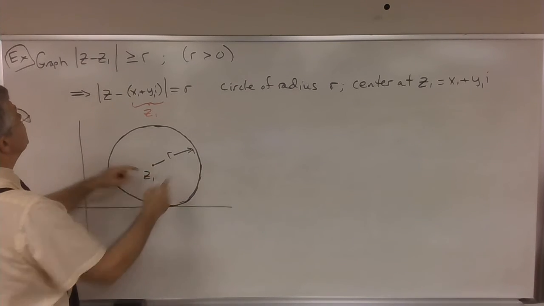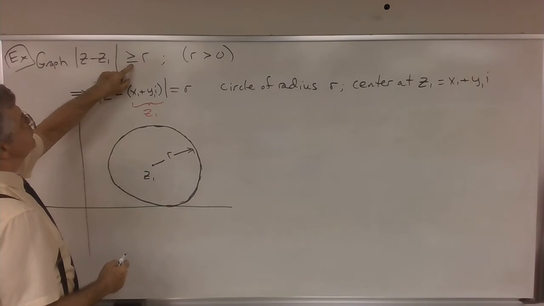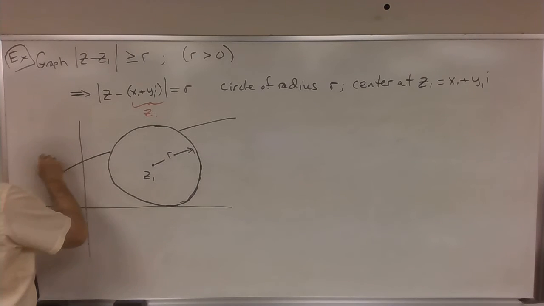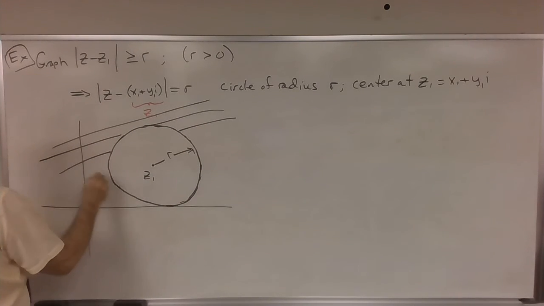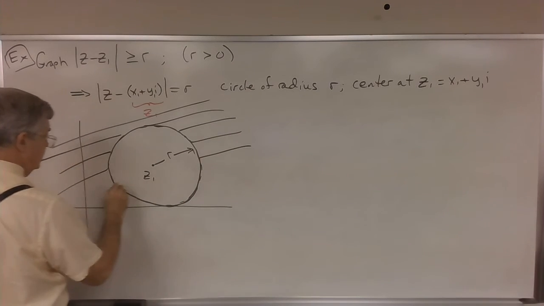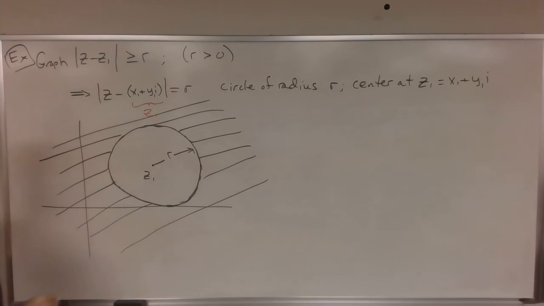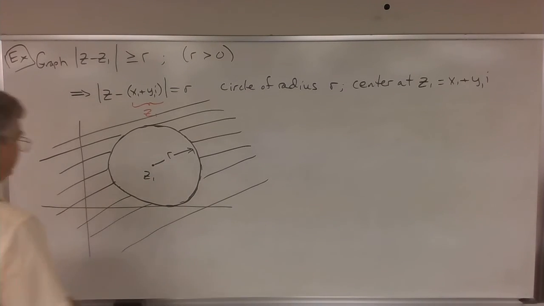This is a distance of r. We want z that are a distance of r or greater from z1. So it would be all z values on or external to this circle. So this is the graph of modulus of z minus z1 greater than or equal to r for some positive value of r. What can we do now? Completely different example.